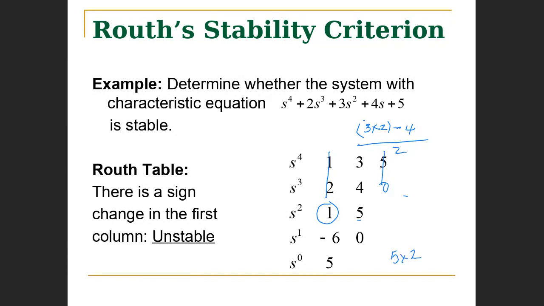5 times 2 minus 0 times 1, which is 0, all divided by what? Remember, it's the same term each time, 2. So that is going to be 10 minus 0 over 2. That's going to be 5. Wait, we got lucky again. All right, and so that would complete the second row.